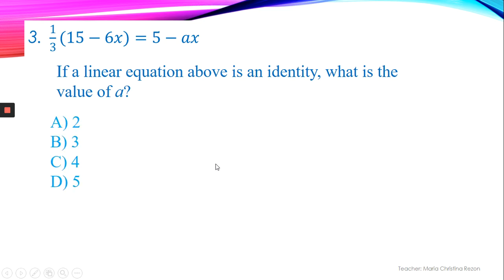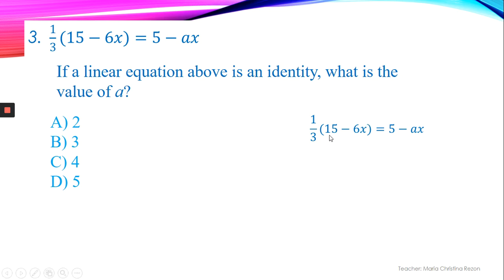So you have here 4 choices: letter A, 2, letter B, 3, letter C, 4, or letter D, 5. Now, we will not just choose any, but we have to solve for the value of a that would make this equation an identity. Since it is an identity, the two sides are equal. Therefore, we can say that 1/3 of (15 minus 6x) is equal to 5x minus ax.